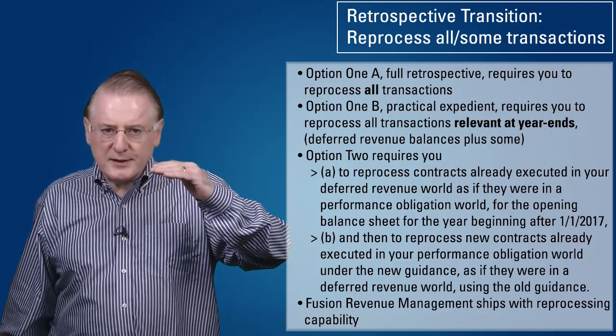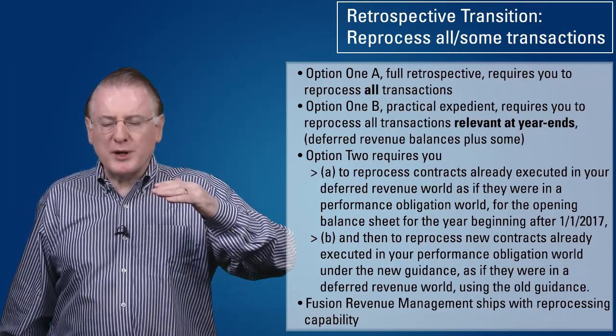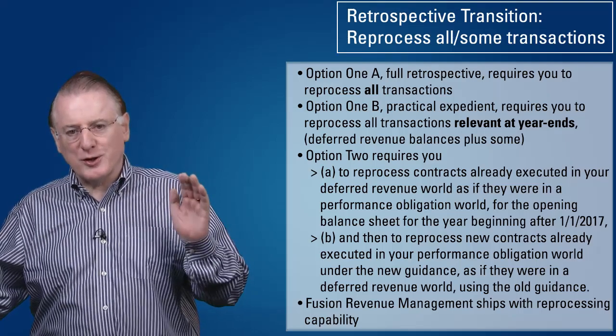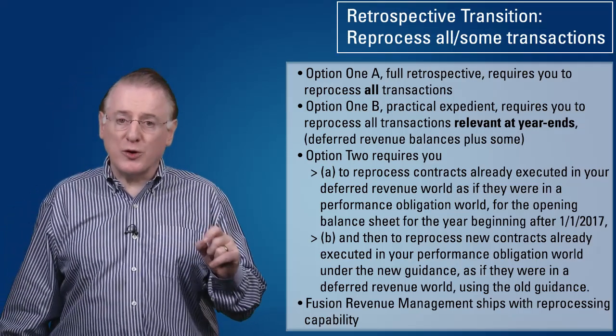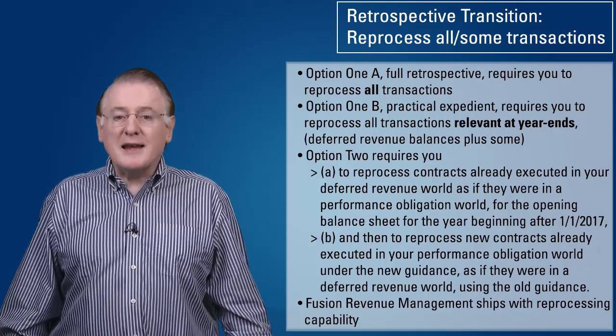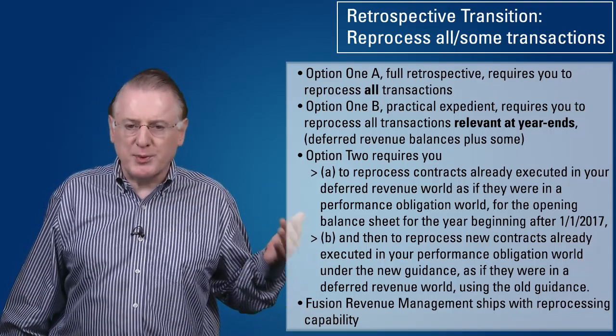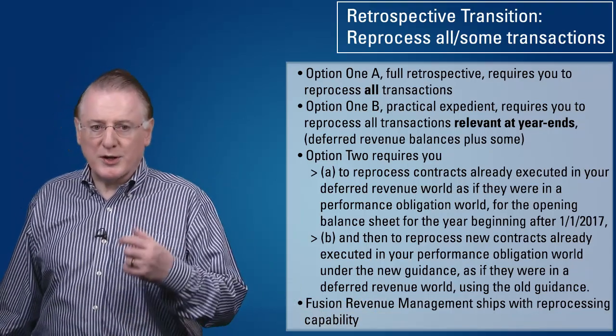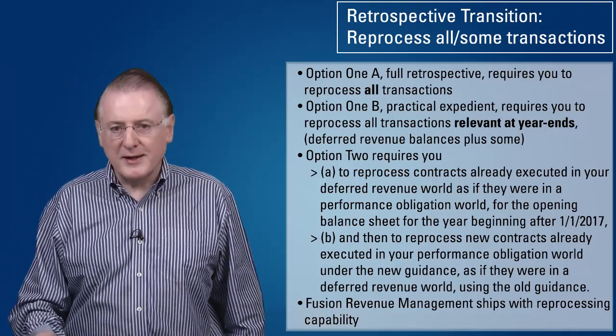So that's option one. Option two means you reprocess everything through 2020 using your old software. That's actually what the Big Four are suggesting might be the favorite. I think of it as a little bit of a nightmare because you're going to be running your existing software all the way to 2020 while running new software in the interim.